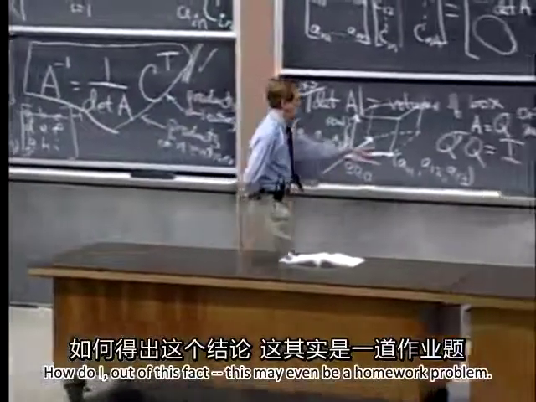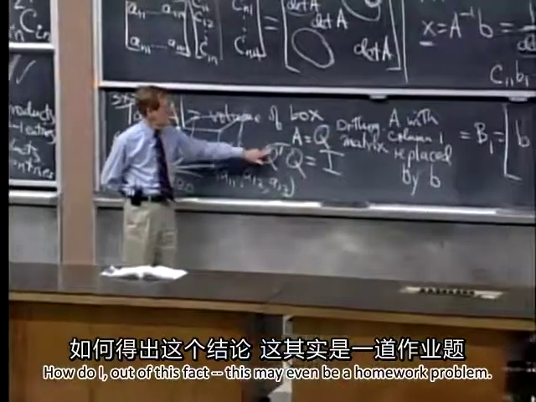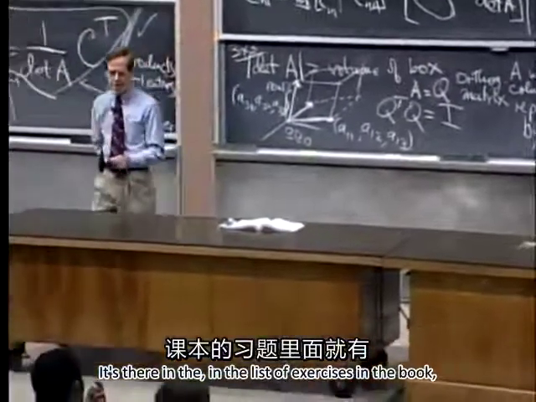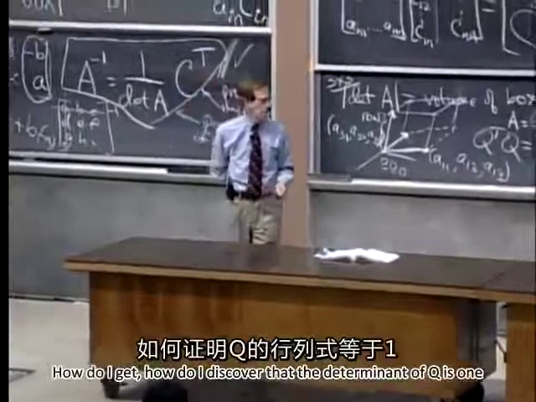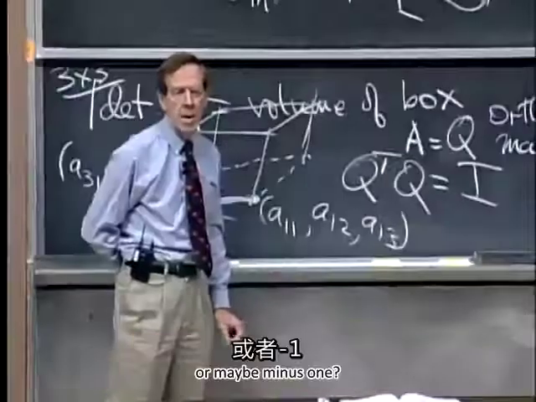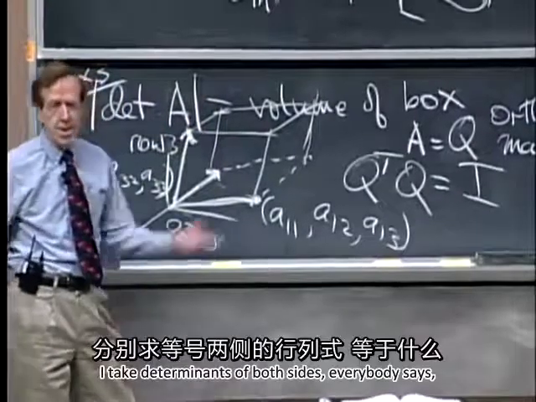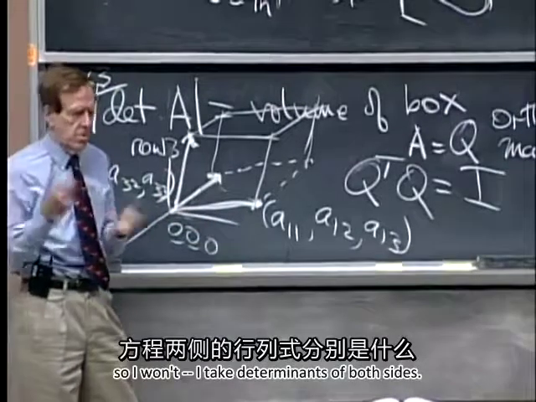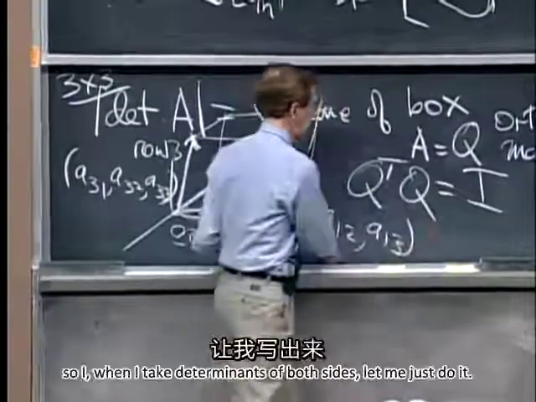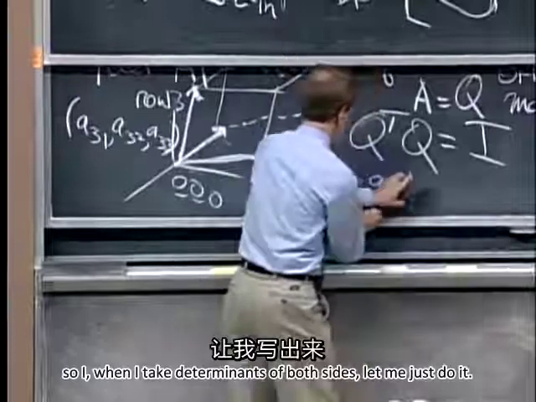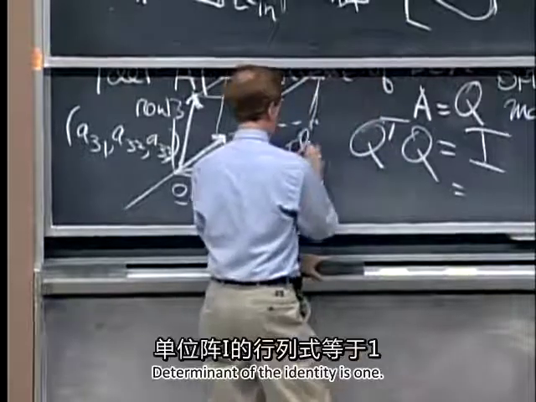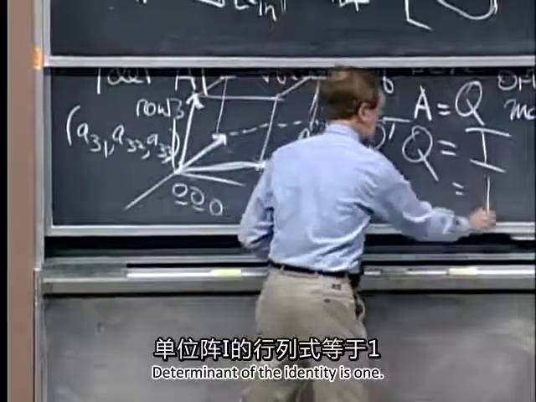Okay, now from that, tell me, why is the determinant 1 or minus 1? This may even be a homework problem. It's there in the list of exercises in the book, and let's just do it. How do I discover that the determinant of Q is 1 or maybe minus 1? I take determinants of both sides. Everybody says, so I won't. On the right-hand side, the determinant of the identity is 1.